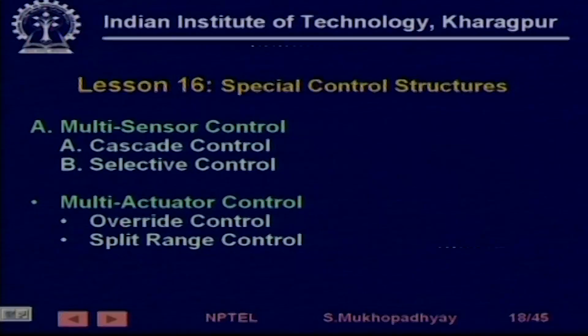Then we looked at some special control structures which use multiple sensors, that is multiple measurements in a loop, or multiple actuation points. In particular, first we looked at cascade control and explained how it can give you much improved performance than non-cascade control if some intermediate variables can be measured. Similarly, we took a look at selective control.